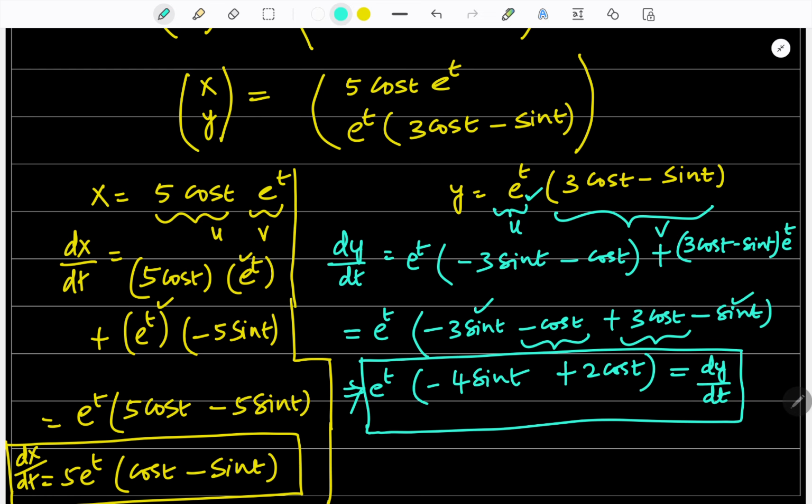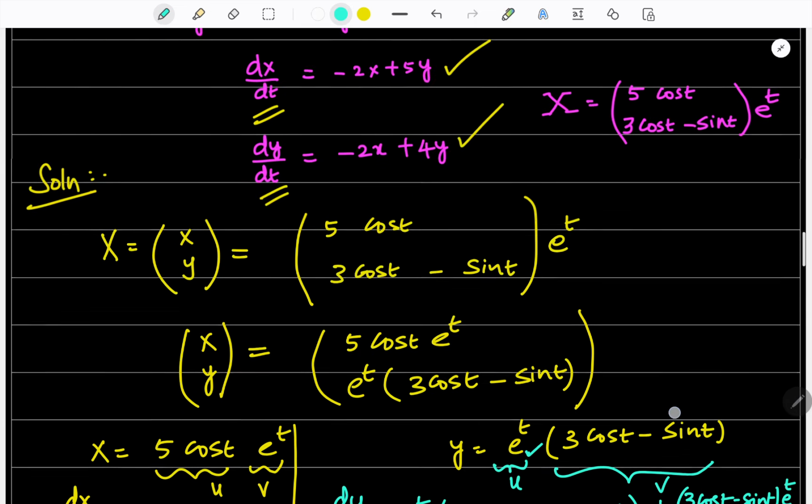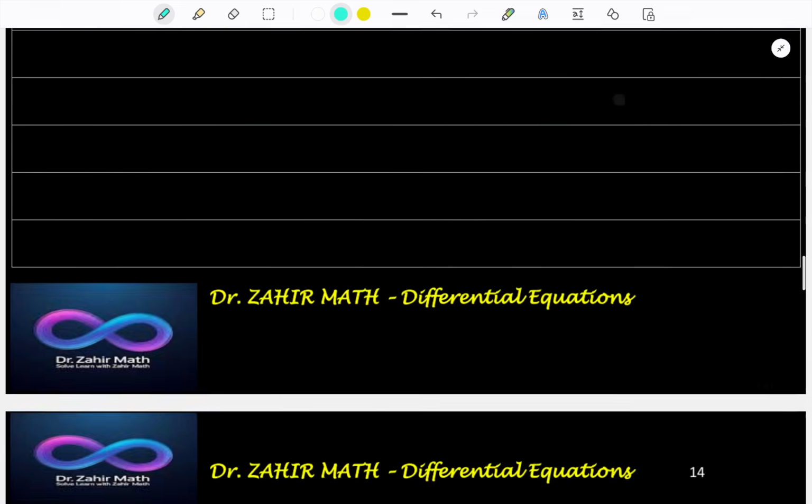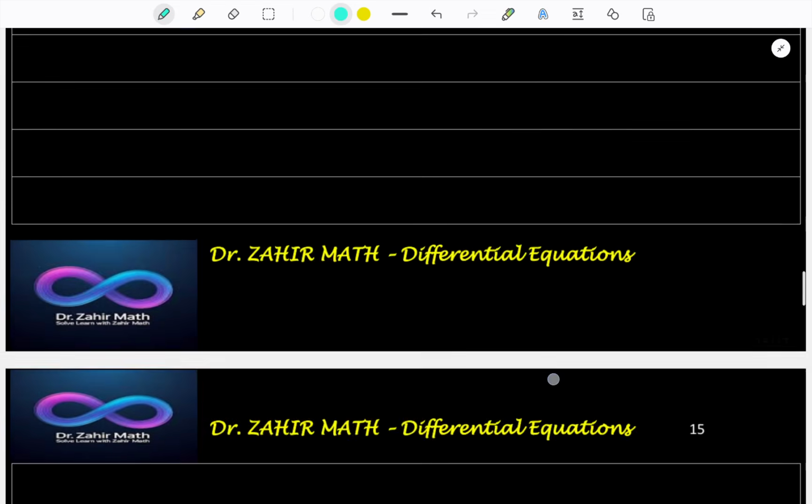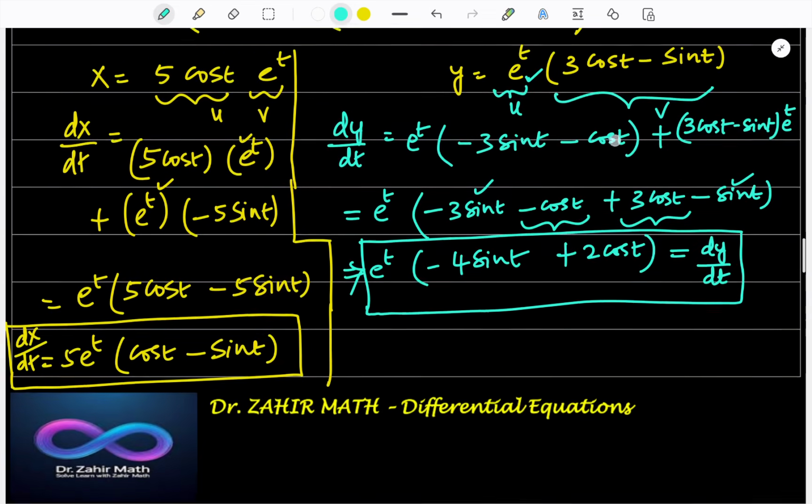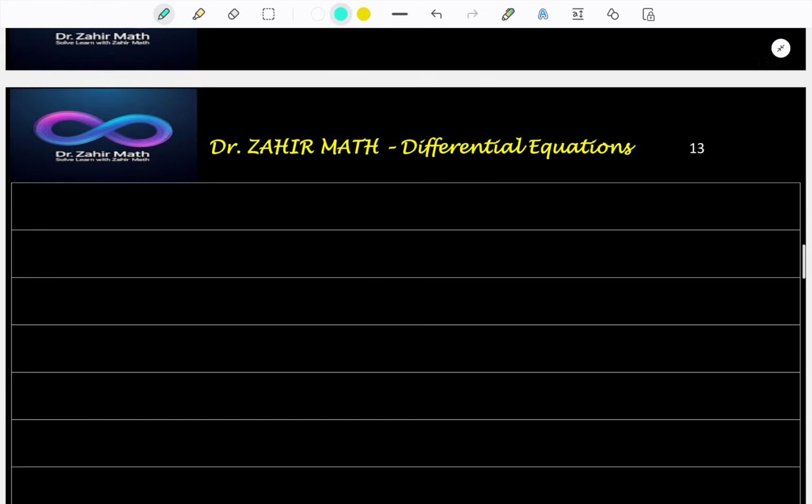So dx by dt is ready, dy by dt is ready. I need to take the first equation. Let me check how many pages are there. I can go a little bit away. There are so many pages. So let me take the first equation.